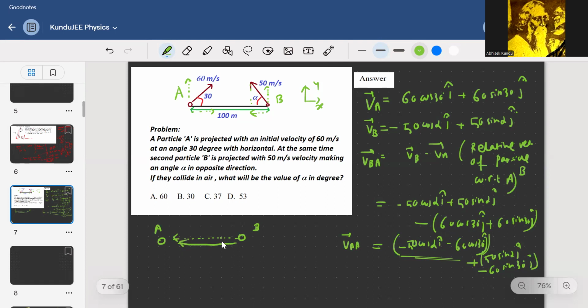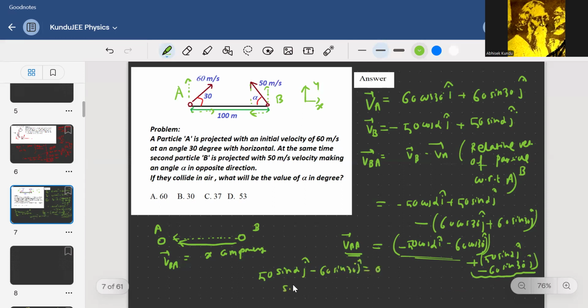That means the relative velocity of particle B with respect to particle A should only have the x component. It should not have any y component, otherwise they will not collide. This vector should have only the x component. So what is the y component here? This is the y component, and that should be 0. That means 50 sine alpha j minus 60 sine 30 j, that value should be 0.